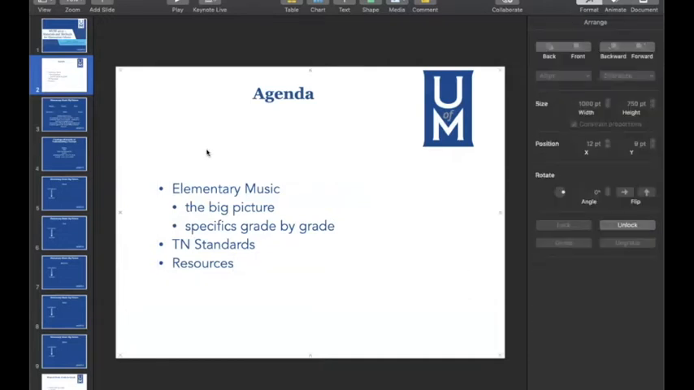So on our agenda today, we're going to continue with elementary music, the big picture of the concepts we teach in elementary music, kindergarten through about fifth, sixth grade. We will take a look at specifics grade by grade, a brief look, time permitting, at the Tennessee standards, and then resources. That's the piece I really want to get to.